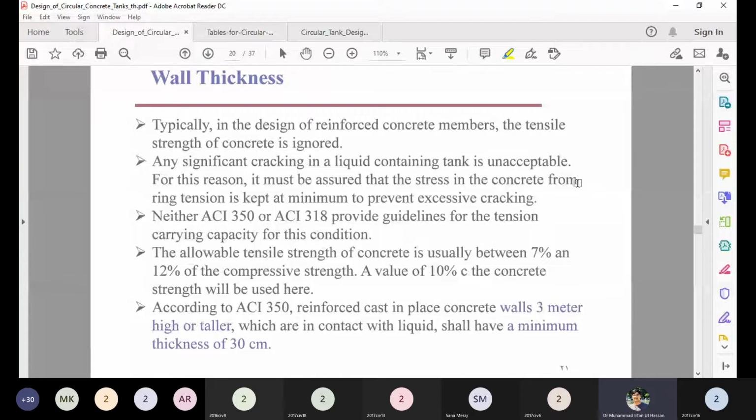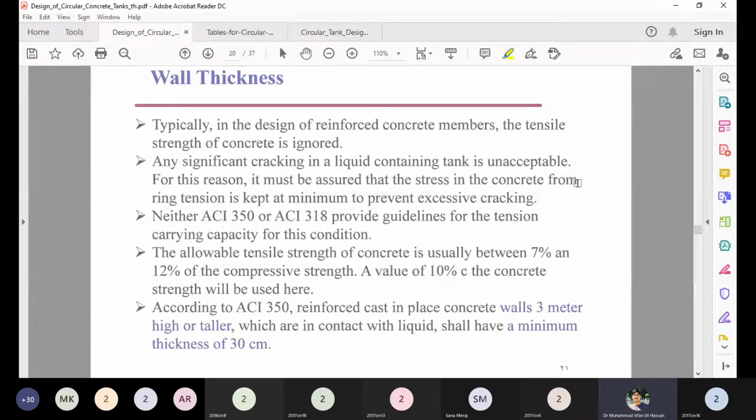So in the design of a concrete member, the tensile strength of the concrete is normally ignored. But in a circular tank, we have to consider the limiting tensile strength, because any cracking in the tank is unacceptable, and excessive tensile stress can develop cracking in the concrete. So we can also provide reinforcement to control the tensile stress, that is the hoop reinforcement, circular reinforcement. That will be a circular reinforcement in the tank.